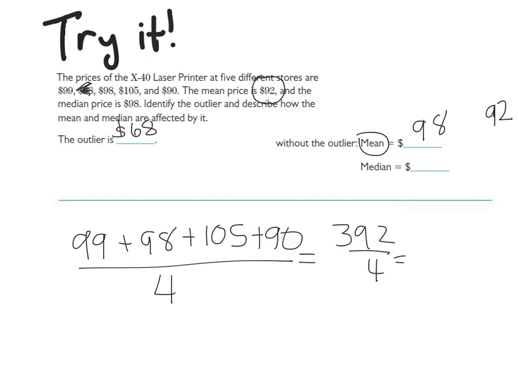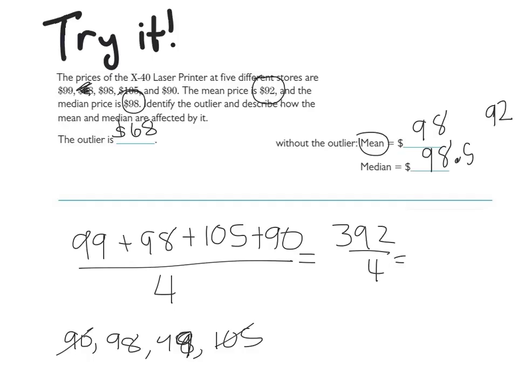And then our median, if I put these in order without the outlier, let's see, our smallest would be 90, 98, 99, and 105. Remember, median's the middle, so we take off these two. 98 and 99, so it'd be 98 and a half. So it'd be in the middle of those two. $98.50, which is similar to $98.